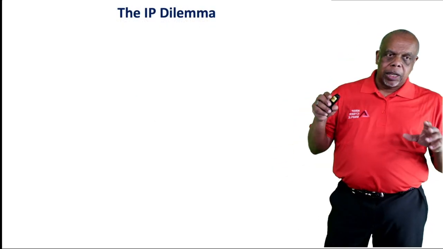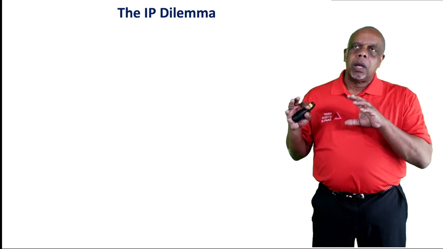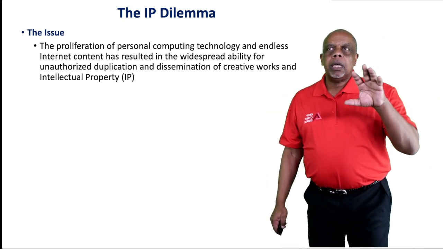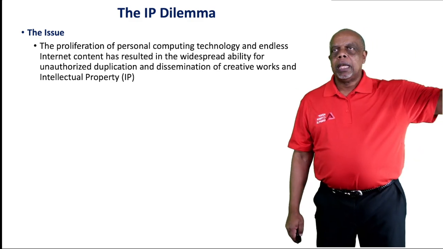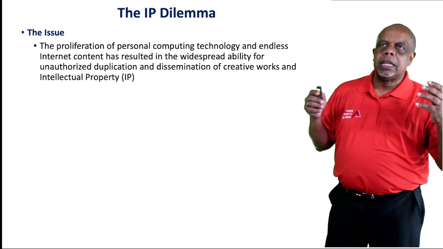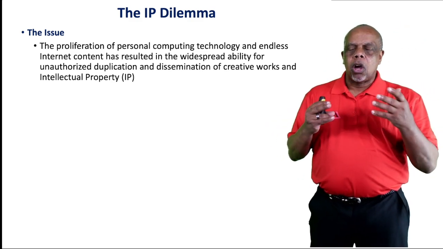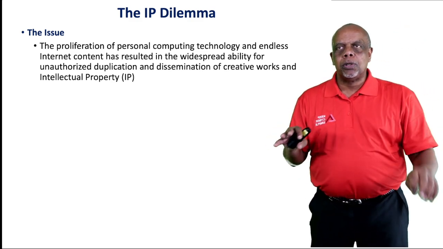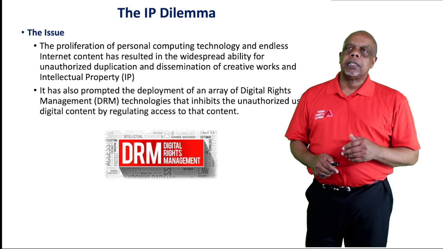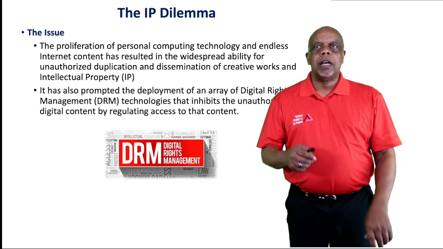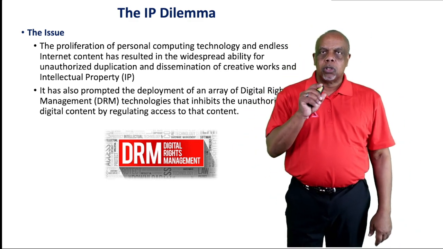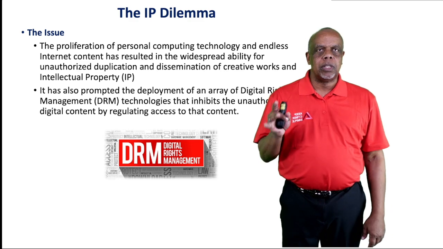So when we think about this, let's segue from where we were, the intellectual property dilemma. Here's the issue: the proliferation of personal computing technology and the endless amount of content on the internet makes it a target-rich environment for unauthorized distribution and dissemination of creative works and intellectual property. Take a look at this. It also prompted the deployment of a lot of DRM technologies, digital rights management, whose goal was to inhibit the unauthorized use of digital content.